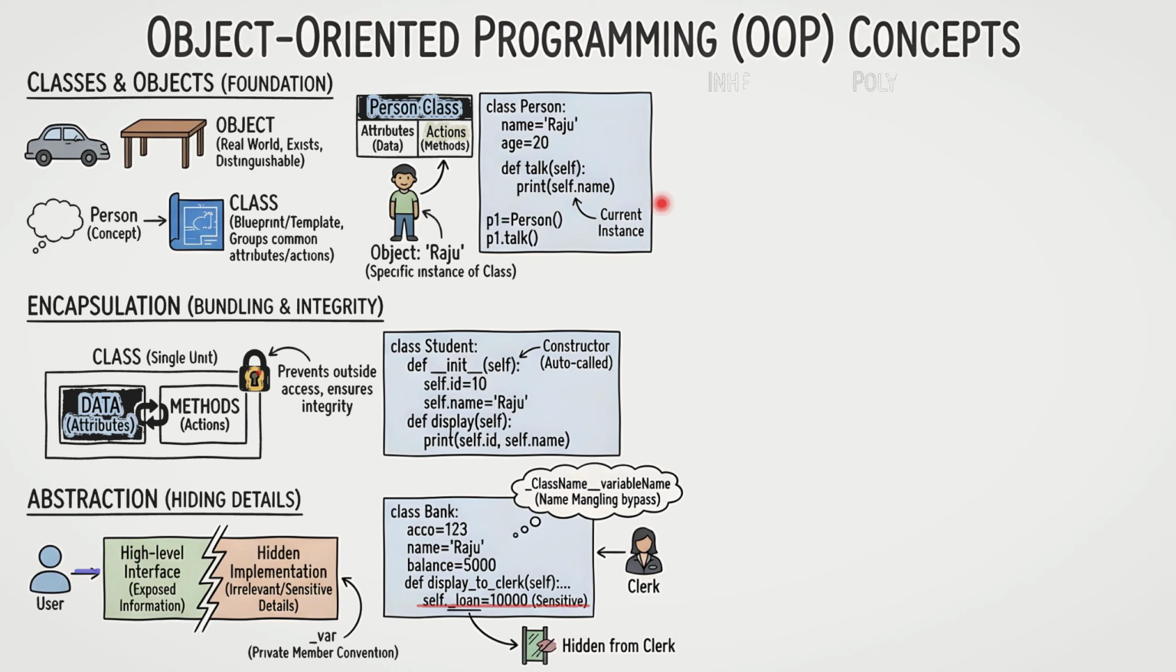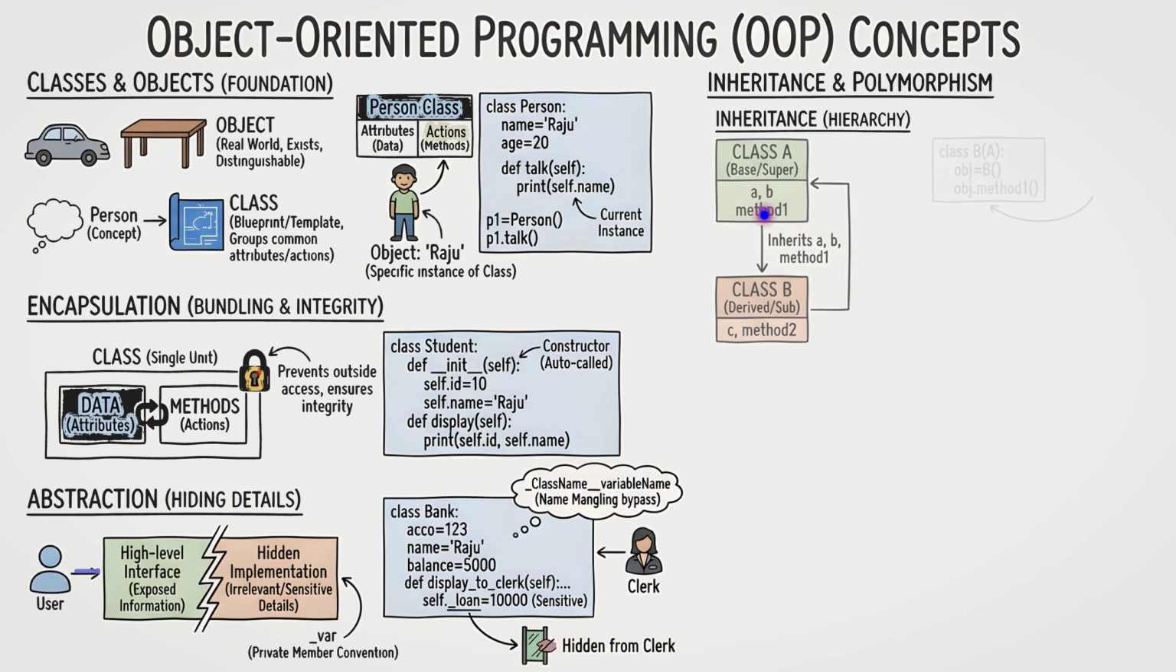Moving to the top right, we have inheritance. This allows a new class to derive attributes and methods from an existing class. It creates a hierarchy where a derived class like class B gets all the functionality of class A plus whatever new features it adds itself. The massive benefit here is code reuse, which drastically reduces development effort.